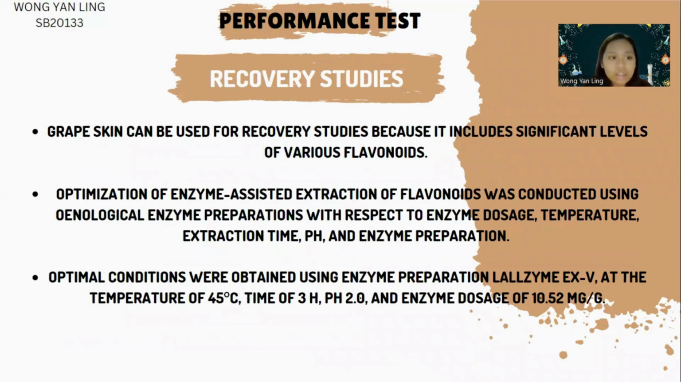For the recovery study, we can use grape skin. Why do we use grape skin? Because it includes a significant level of various flavonoids. So optimization of the enzyme-assisted extraction of flavonoid was conducted using an immunological enzyme preparation with respect to enzyme dosage, temperature, extraction time, pH, and the enzyme preparation. Optimal conditions were obtained using enzyme preparation less than XV at a temperature of 45 degrees Celsius, 3 hours, pH of 2, and an enzyme dosage of 10.52 mg per g.